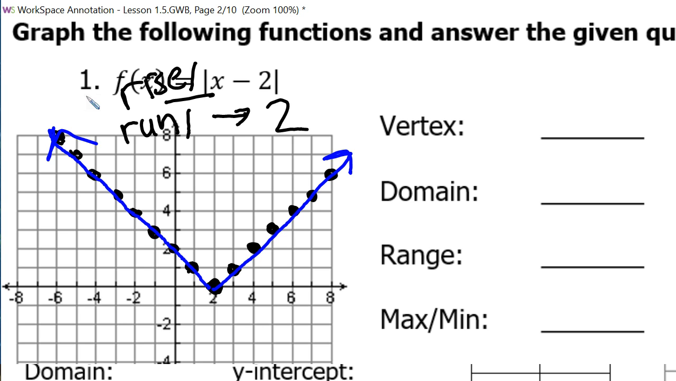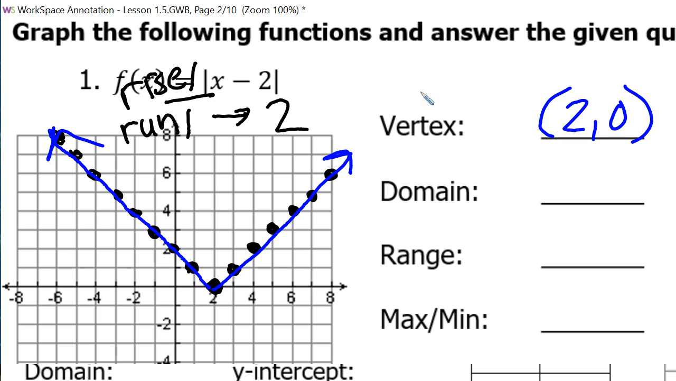Now the vertex. The vertex is this point down here at the bottom. And what is this vertex as an ordered pair? Be careful, what's the x value? 2, and what's the y value? 0. So the vertex is (2, 0).